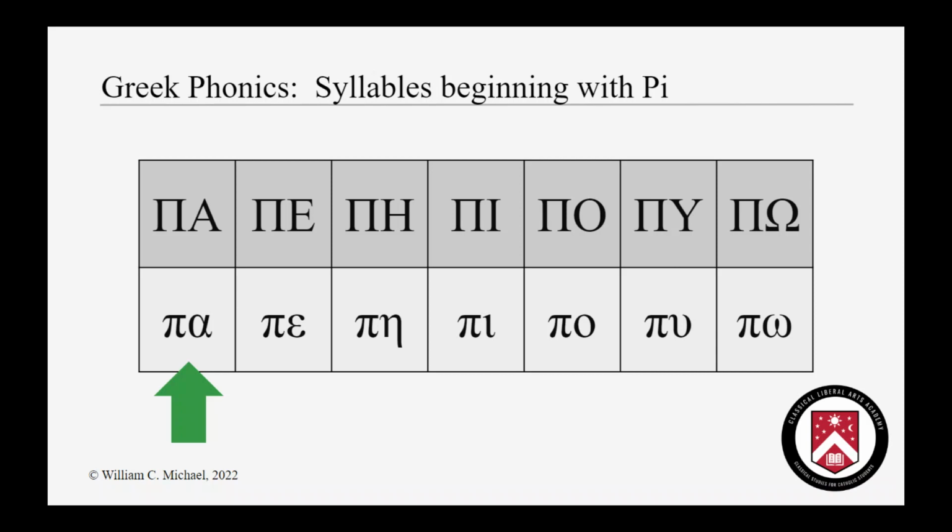Now syllables beginning with pi. Pa, pe, pe, pi, po, pu, po.